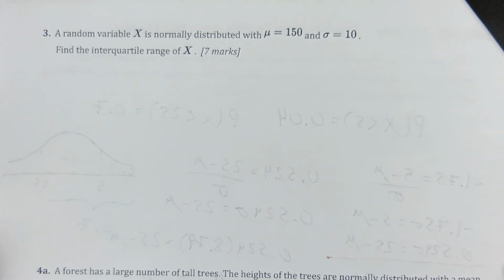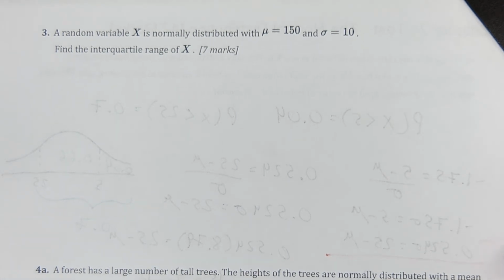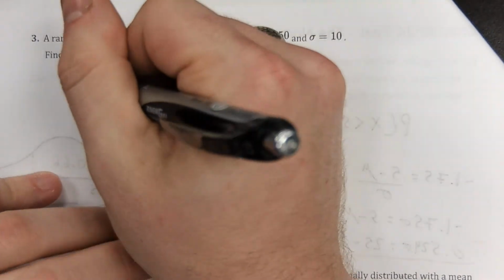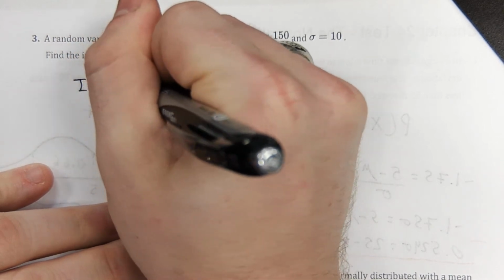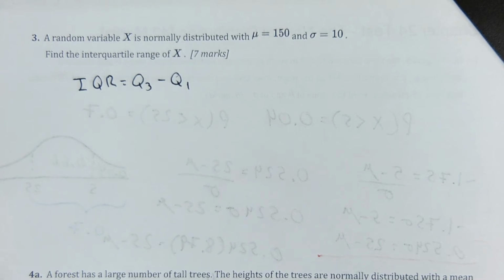I remember this question just giving you guys loads of headaches. A random variable is distributed with a mean of 150 and sigma of 10. Find the IQR. In order to find the IQR, you have to remember that it's Q3 minus Q1. This is a remarkably easy question once you realize where to find Q3 and Q1.